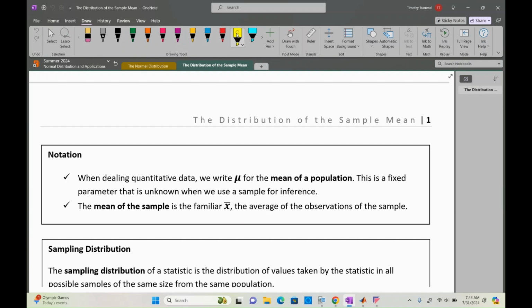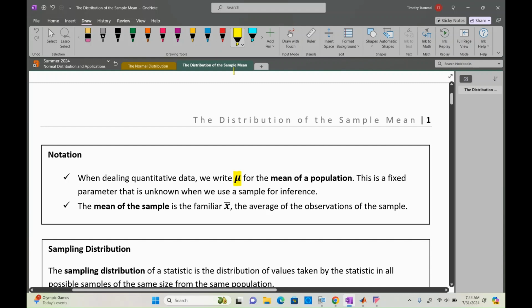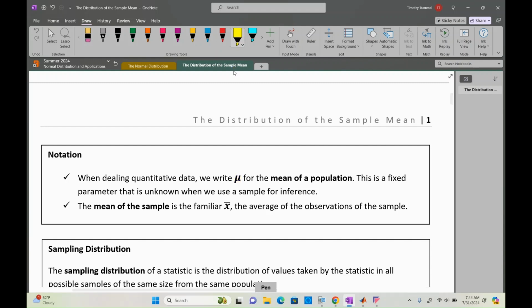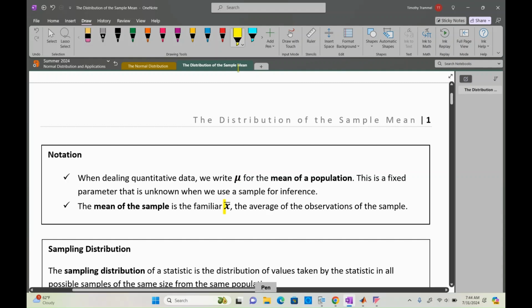So let me go ahead and highlight some things. We use mu when we're talking about the population mean, and we use x bar when we are referring to the sample mean. Okay, that's one thing.